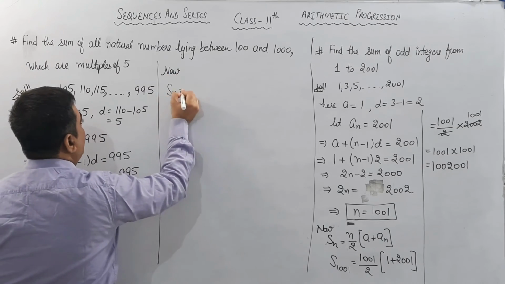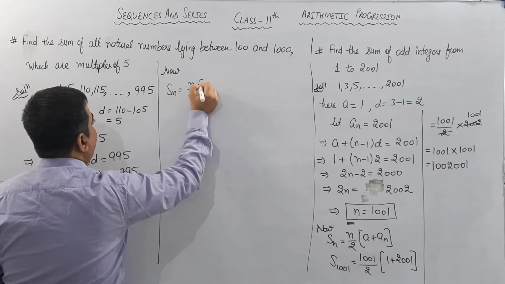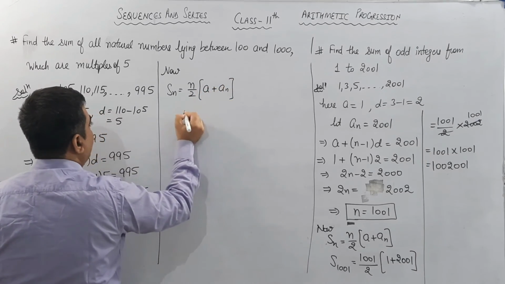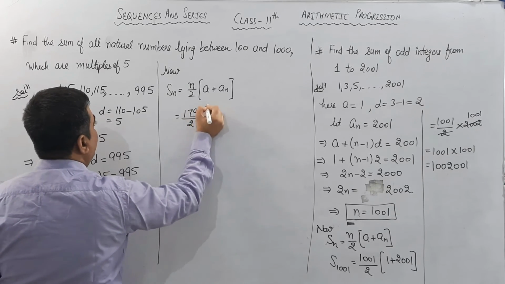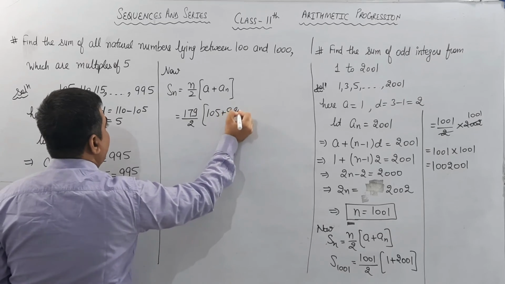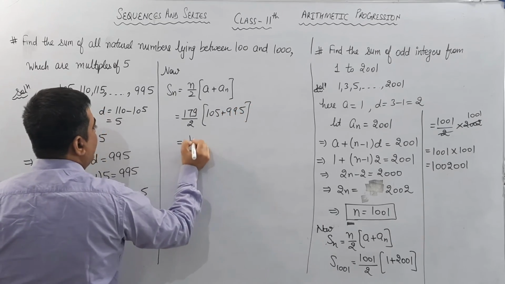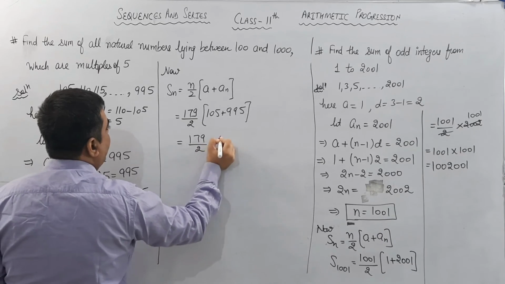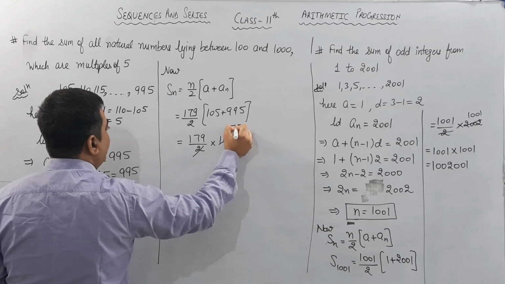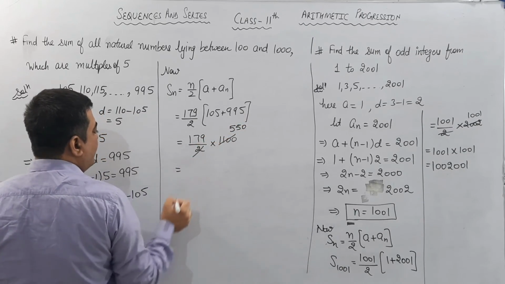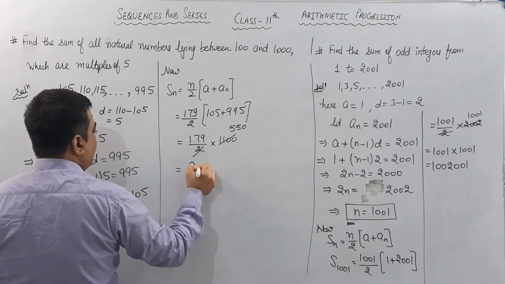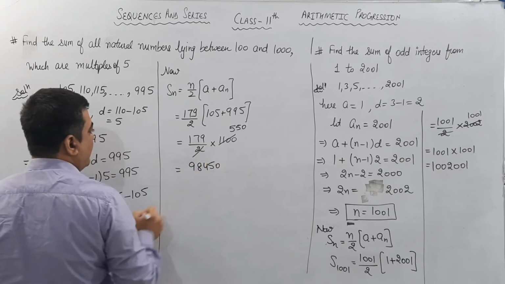We want to find the sum of these terms. Now Sn equals n by 2. You can apply any one because the last term is also given here: a plus an. 179 upon 2, first is 105, an is 995. 995 plus 105 gives 1100. This is cancelled by 2, and 1100 divided by 2 gives 550. Now multiply these two, then we get 98450. Make a note.